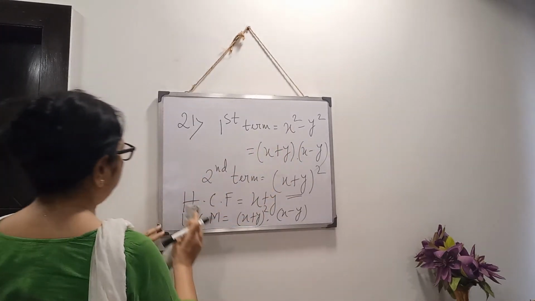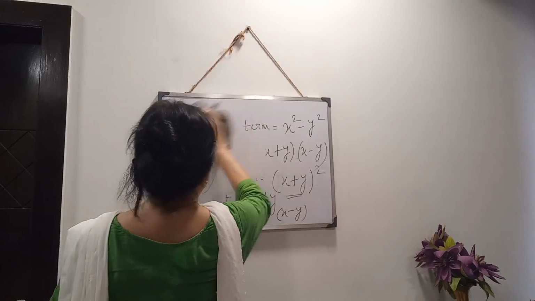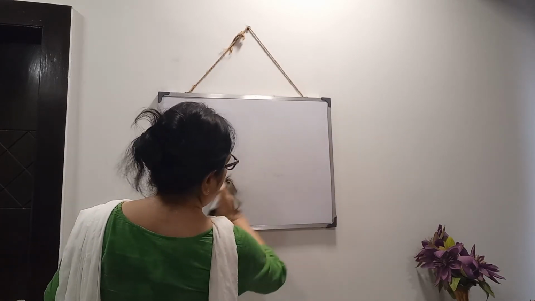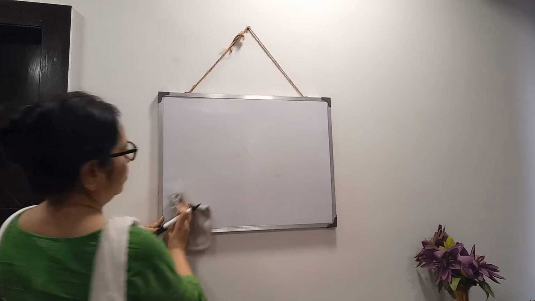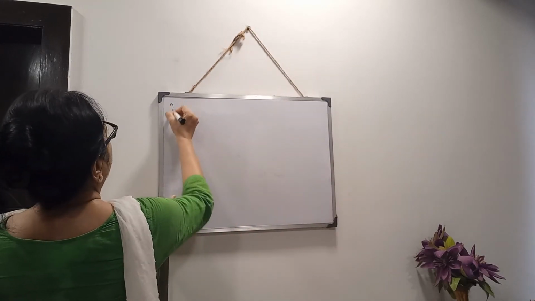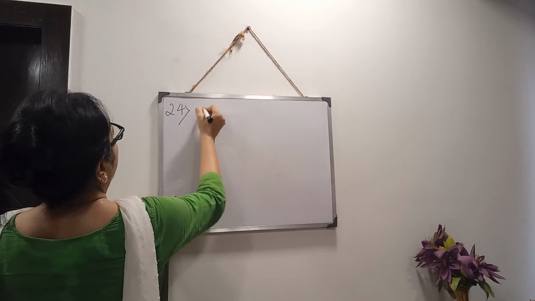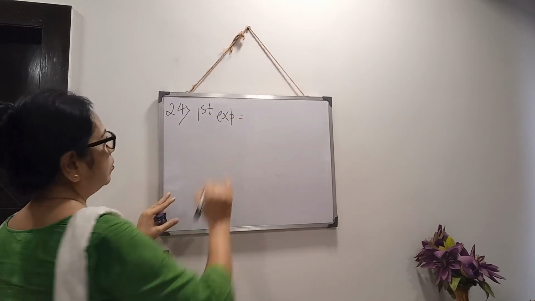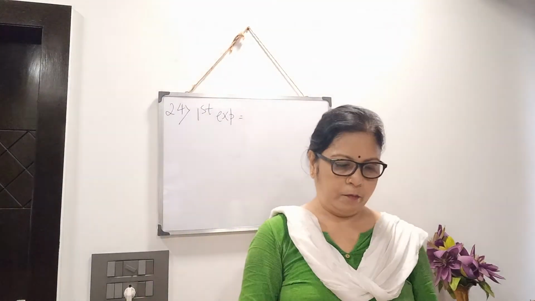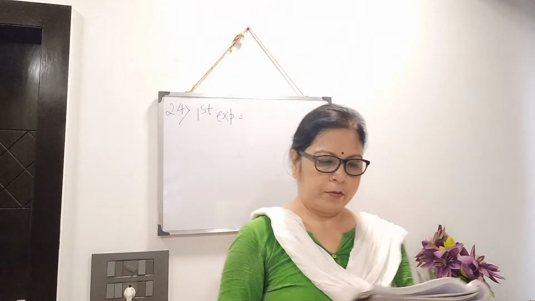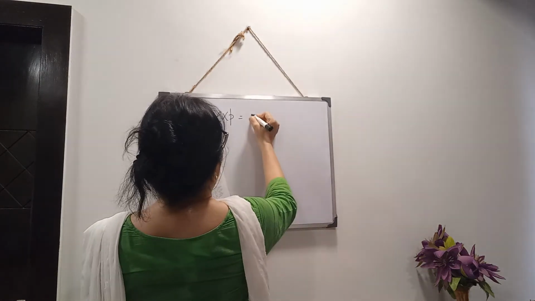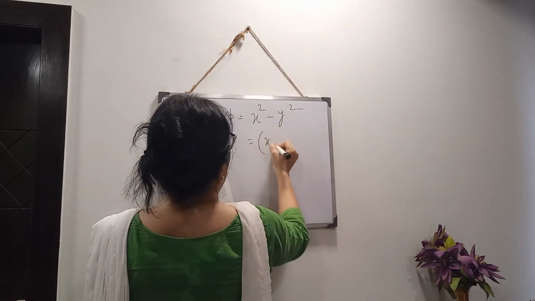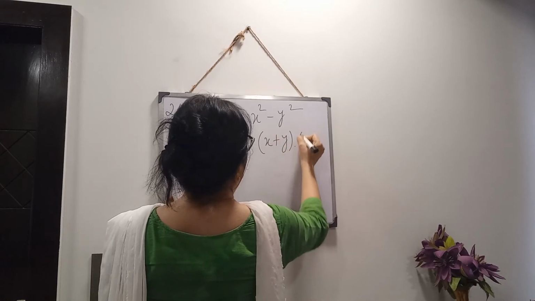Now 24. First expression or first term, whatever it may be, you can write. 24. First one is x square minus y square. You know how to find out the factors by using the formula.